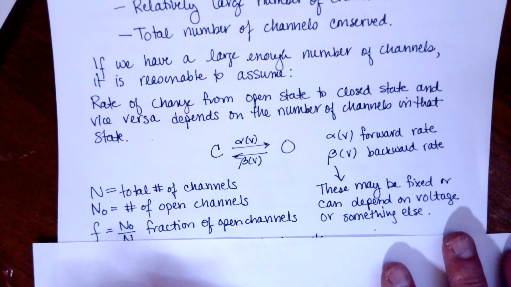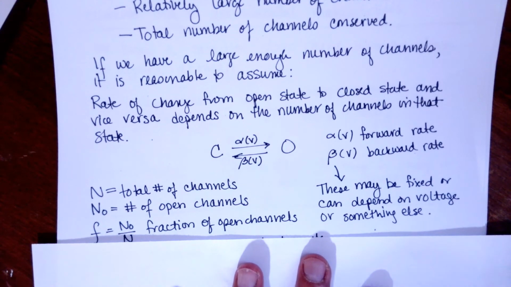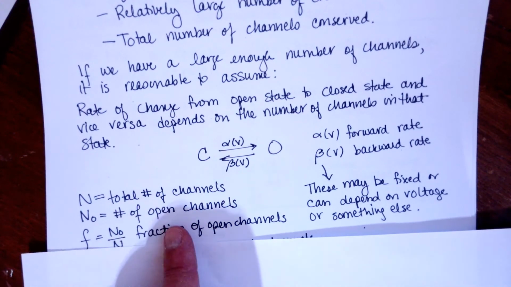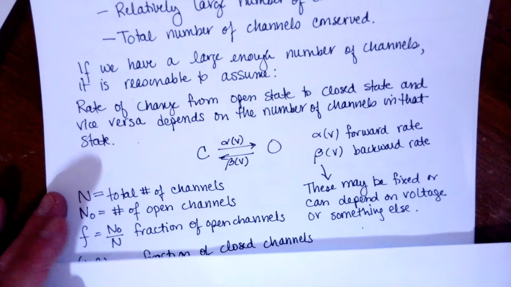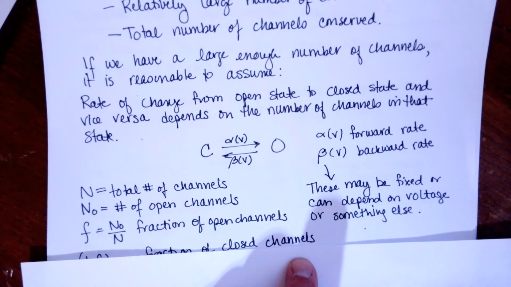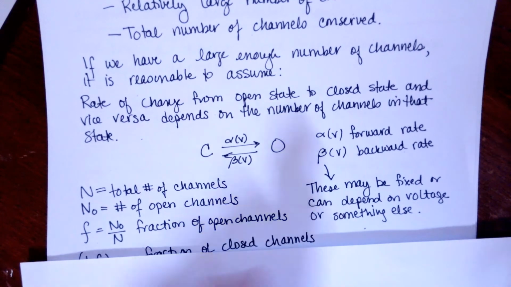All right, so what we really want is a model that's generalizable, where it doesn't depend on exactly how many channels we have. So let N be the total number of channels and N naught be the number of open channels. In that case, we can think about F as N naught over N, the fraction of open channels. So F is going to be a value between 0 and 1. And we don't really care exactly how many channels we have. What we care about is how many of them are open. And so if a lot of them are open, then F is going to be close to 1. If not very many are open, the number of open channels is small, then F is going to be close to 0.